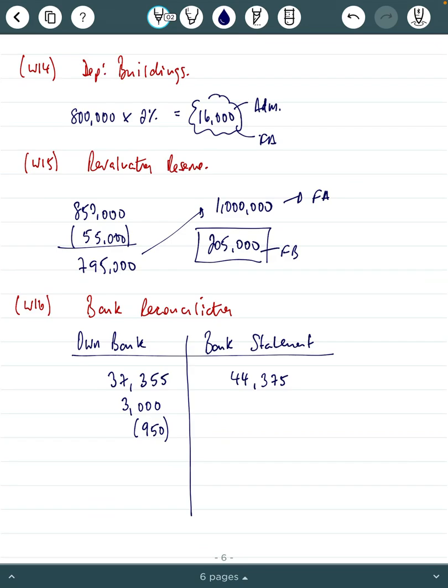Moving on then, a check for 1,200 issued to a creditor has not been presented for payment yet. So that means that the bank isn't aware of it, but that should be down by 1,200 because they will eventually cash that check. So a payment from a liquidator was received directly into the bank. This represents a first and final payment of 20 cents in the euro in respect of a debt of 17,500. So we multiply that by 20%. Okay, that means we received 3,500.